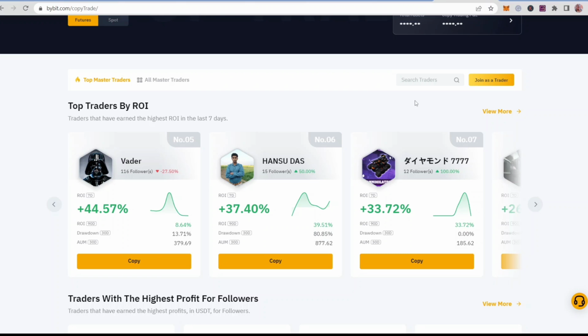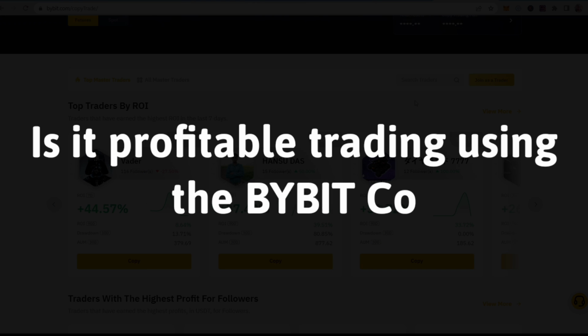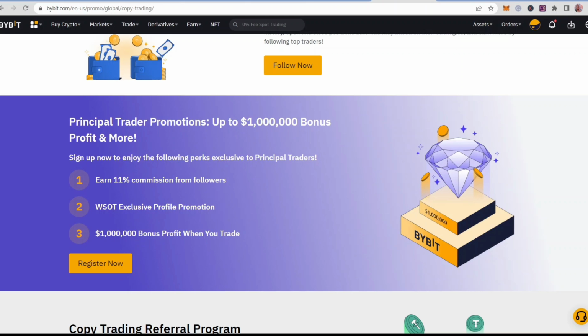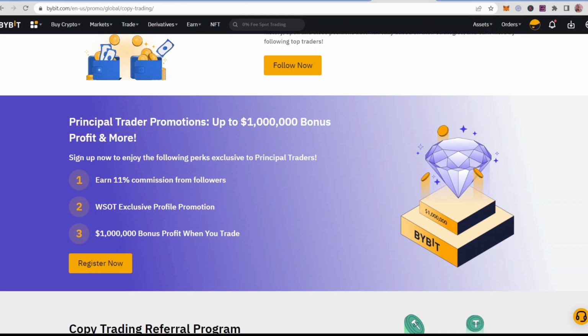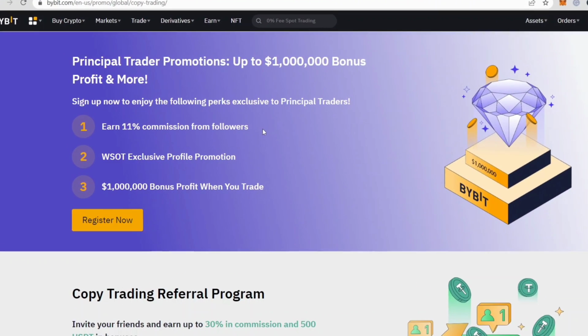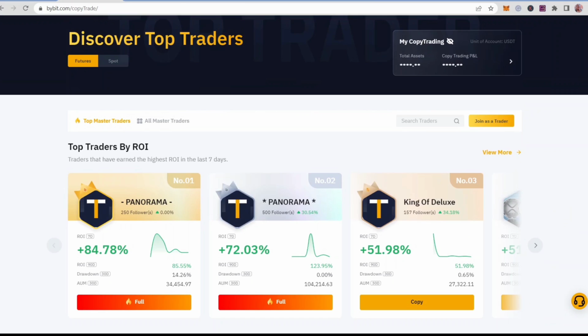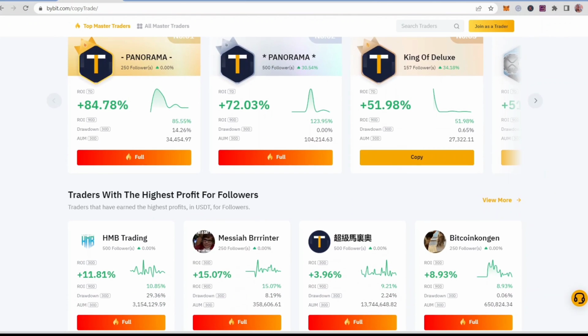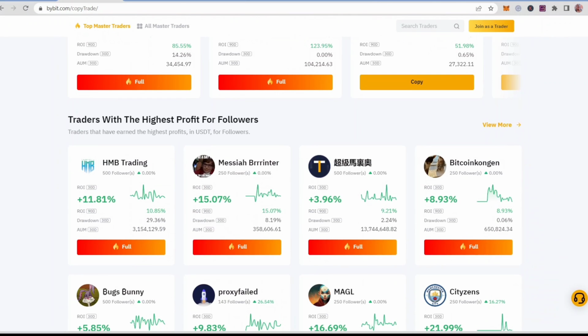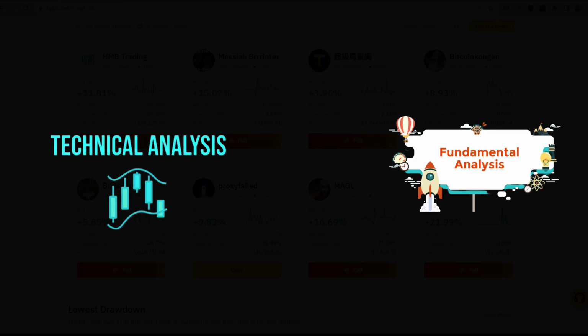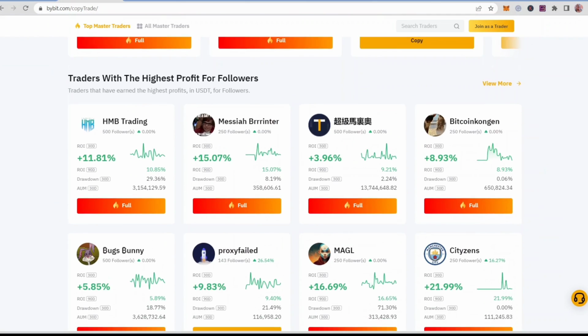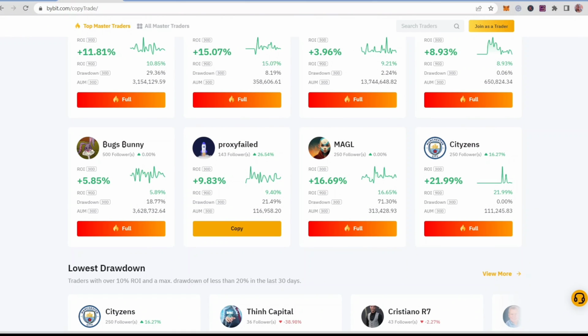But now one important question is, is it profitable trading using Bybit Copy Trading? Well, the answer is a very big yes, because the Bybit Copy Trading platform allows users to copy and execute their master's trades, and in return their master will earn 11% of their followers' commission. And all these master traders you are seeing here are crypto day traders, and they perform almost all the work done in analyzing, both in technical analysis and fundamental analysis. So with the followers, we just have to copy their trade and make profit as they are making profits.